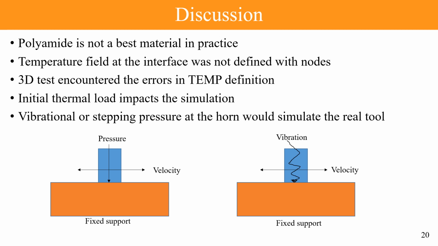That's why I chose the polyamide, which already has all the material information available. And then the temperature field at the interface was not defined with the nodes. So that could be something that is not really simulating the temperature at the interface, or the change in temperature at the interface. Another thing is that the 3D transient simulation encountered errors in the temperature definition. That means the temperature in each of the nodes or each of the elements, and that's probably why it's not giving me a significant rise in the temperature.